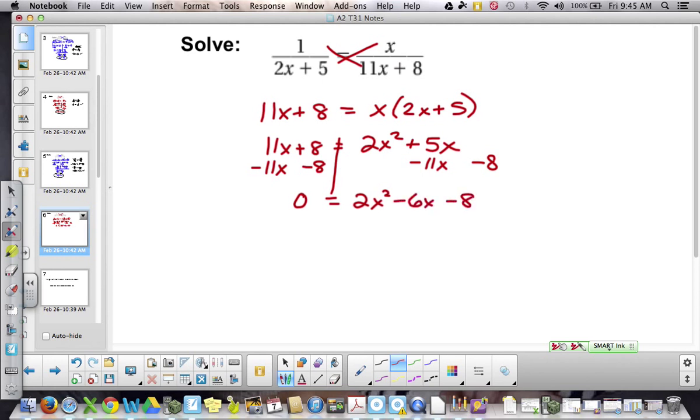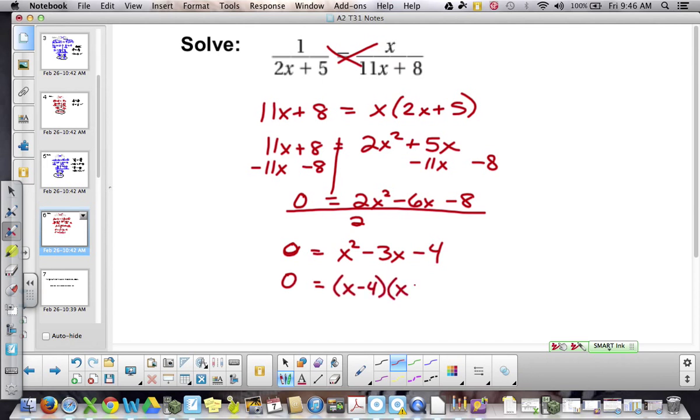Now everything here is divisible by 2, so I can divide the entire equation by 2 and get 0 equals x squared minus 3x minus 4. And then solving that, I can factor that because this will equal x minus 4 times x plus 1. And if I set each one of those equal to 0, I would get x equals 4 or x equals negative 1.